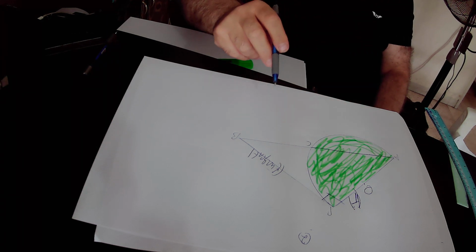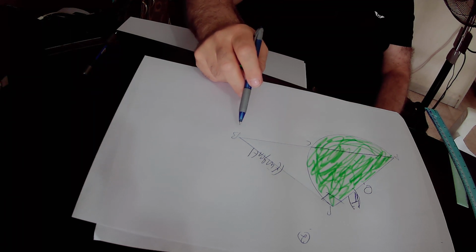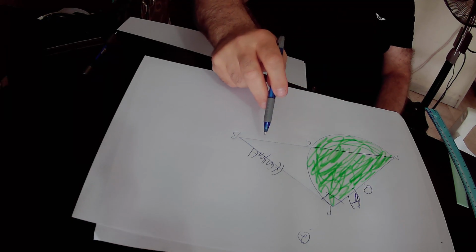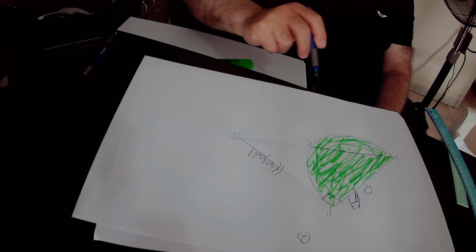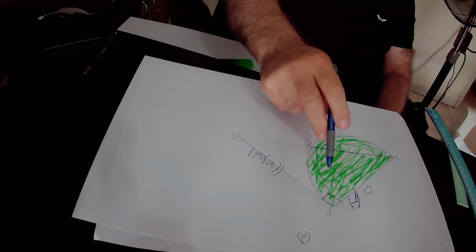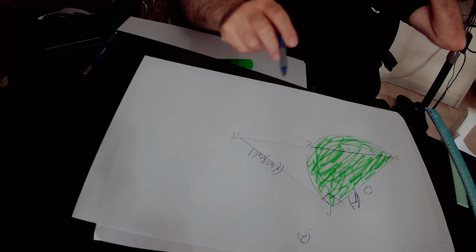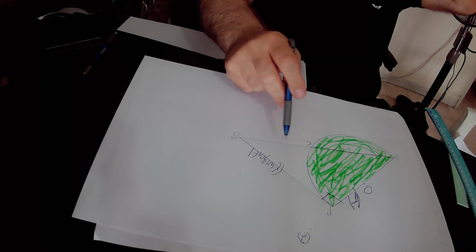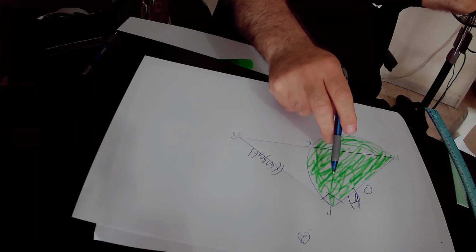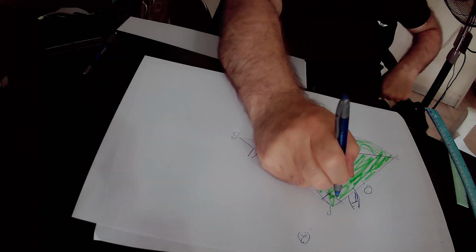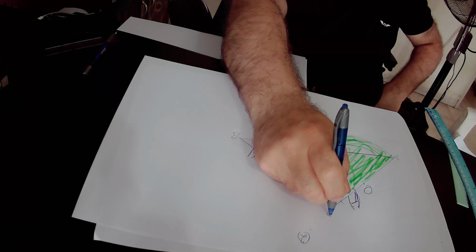Again, according to rule 1, line segment BP must be tangent to this green semicircle because it is perpendicular to the radius PO. So line segment BP is tangent to this green semicircle at point P, according to rule 1.